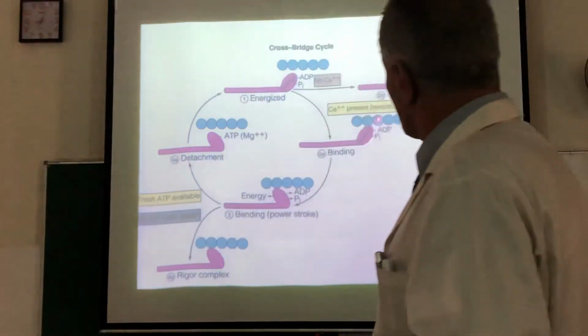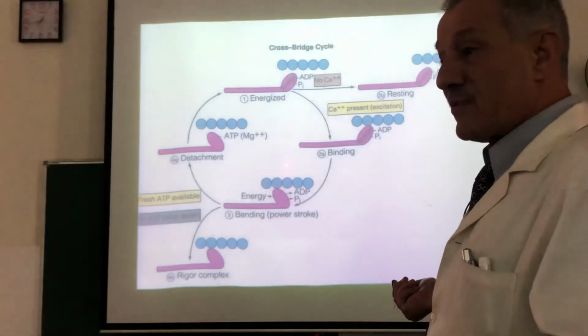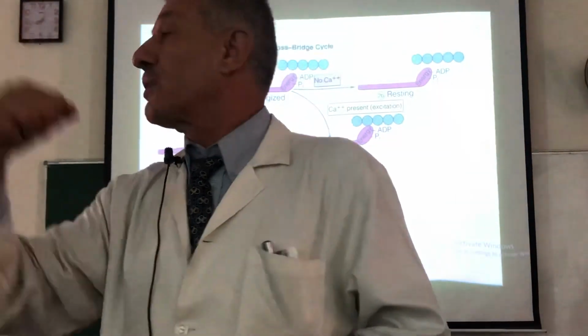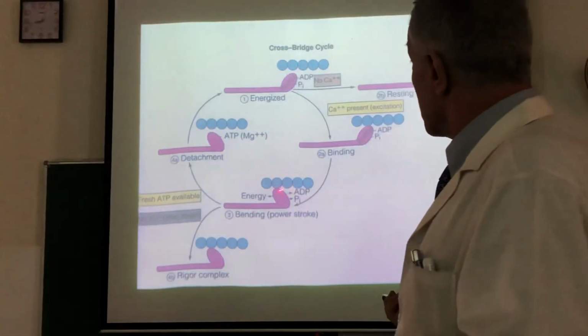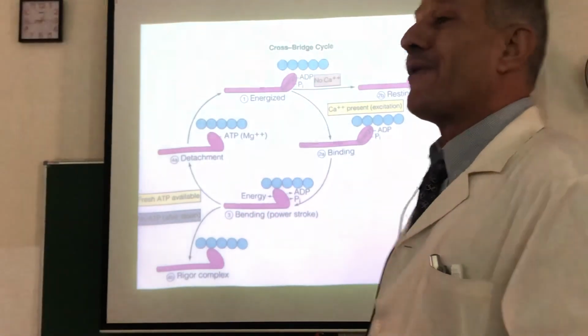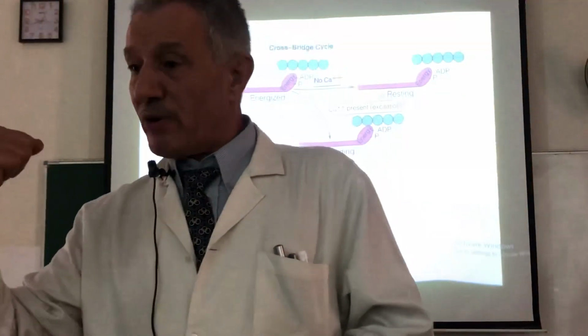This is followed automatically by another physiological process, which is tilting of the head toward the center of the sarcomere, which is called bending or power stroke. Some call it power stroke.